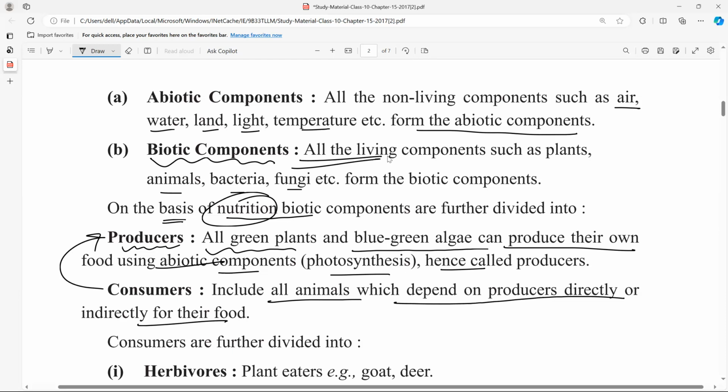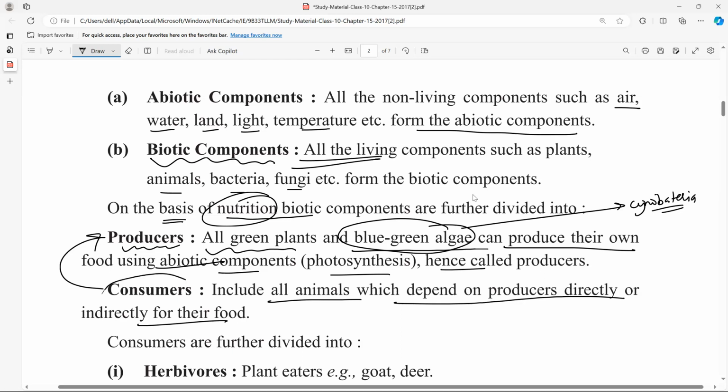So what are producers? Producers are only green plants and cyanobacteria. We consider it blue-green algae, and this is also called cyanobacteria. They depend only on non-living things. Blue-green algae or cyanobacteria prepare their own food by the process of photosynthesis.